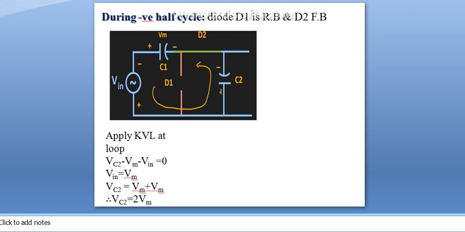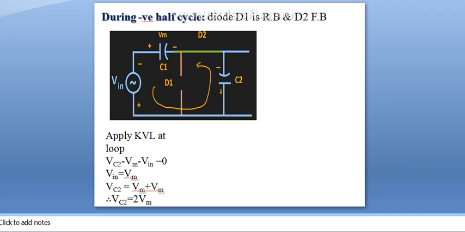In the negative half cycle, diode D1 is reverse biased and D2 becomes forward biased. So D1 acts as an open circuit and D2 acts as a short circuit. D2 is forward biased, that's why it acts as a short circuit, and D1 is reverse biased, so it acts as an open circuit.